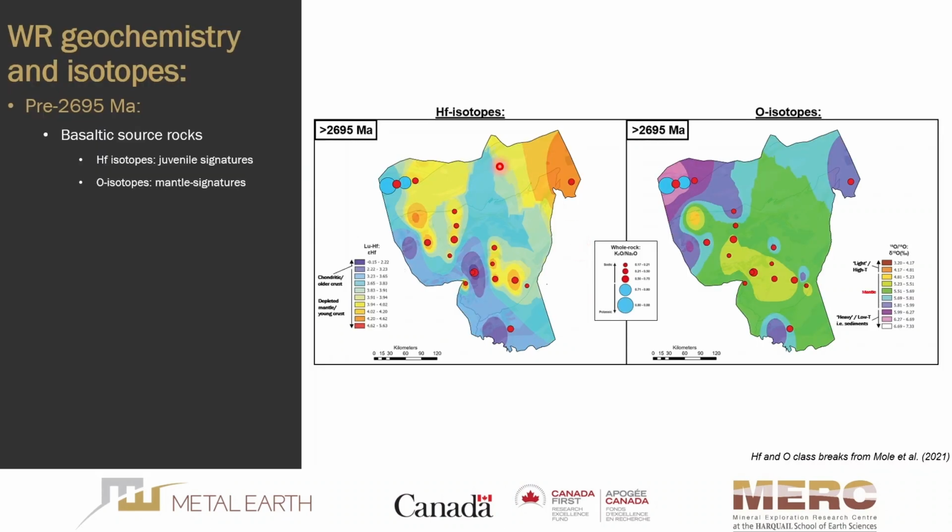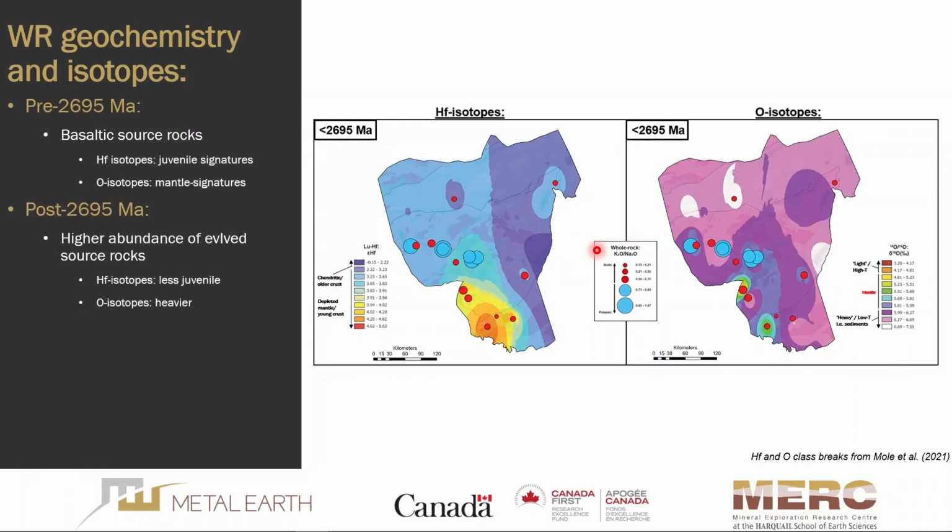And just to sum things up, what we see from the oldest rocks is that they seem to mainly come from a basaltic source. The Hafnium isotopes are overall juvenile, and the oxygen isotopes are indicating mantle signatures. And the younger rocks, as I pointed out, have a higher abundance of evolved source rocks, so they're more potassic. The hafnium isotopes are overall less juvenile, and the oxygen isotopes are indicating heavier values, so there's probably a higher degree of a sedimentary component to these rocks.